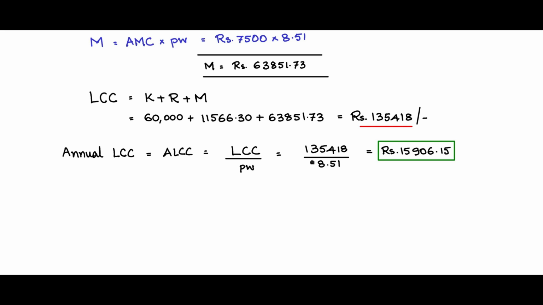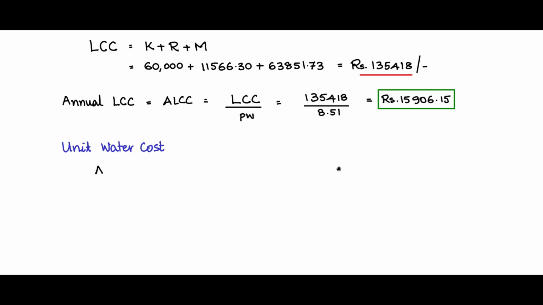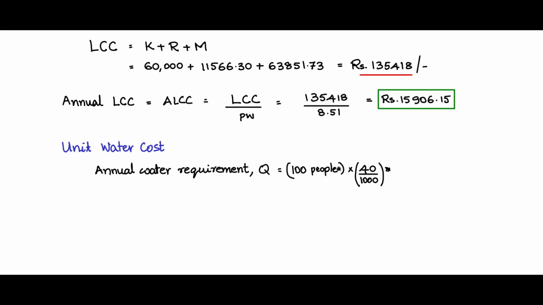Now let us try to find the unit cost of water, the unit water cost. So annual water requirement, how much water is required in a year? There are 100 people, and we know each person takes 40 liters, so 40 by 1000 meter cube per day into 365 days in a year, and this will give you 1460 meter cube. This is the volume of water that will be required.